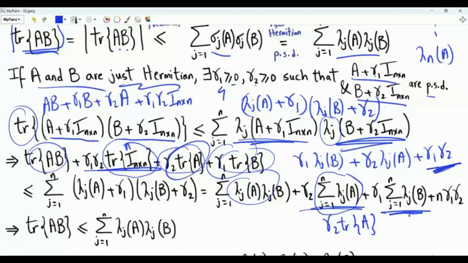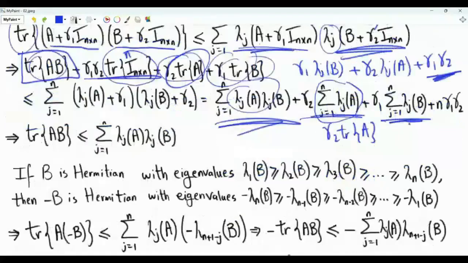So we have 4 terms on the left-hand side, 4 terms on the right-hand side. 3 terms are exactly the same on both sides. You can eliminate those terms, and we end up with the trace of AB less than or equal to the sum j from 1 to n lambda j of A times lambda j of B. In other words, our upper bound is not restricted to positive semi-definite matrices. We just need A and B to be Hermitian matrices.